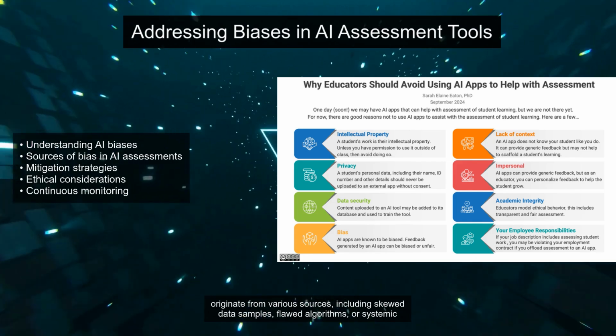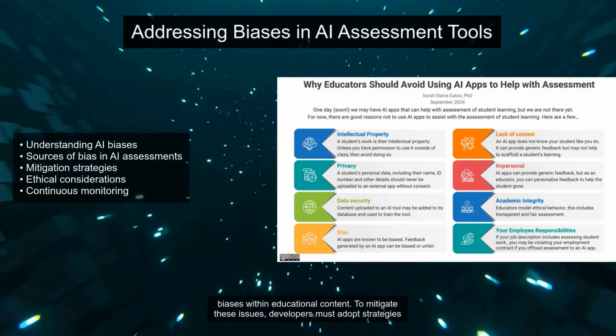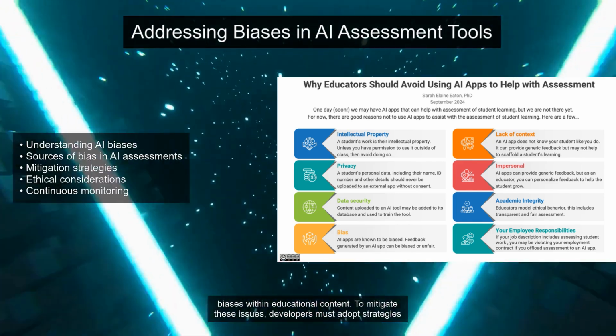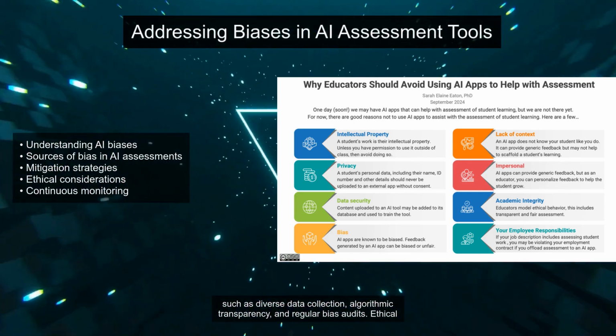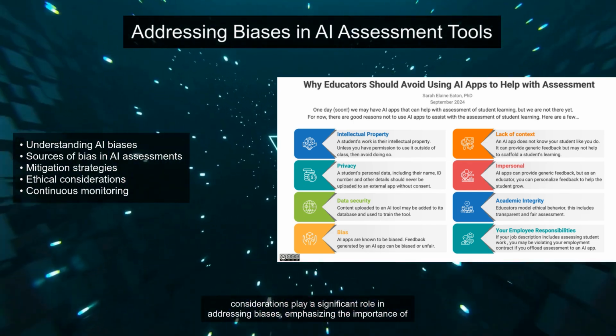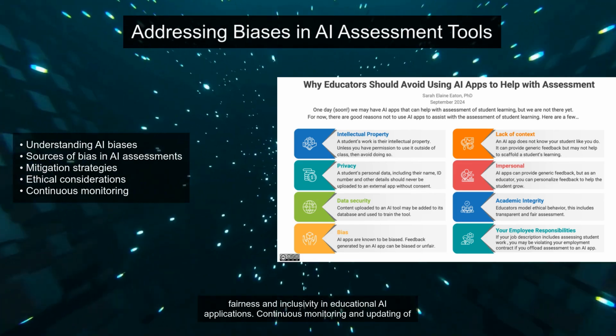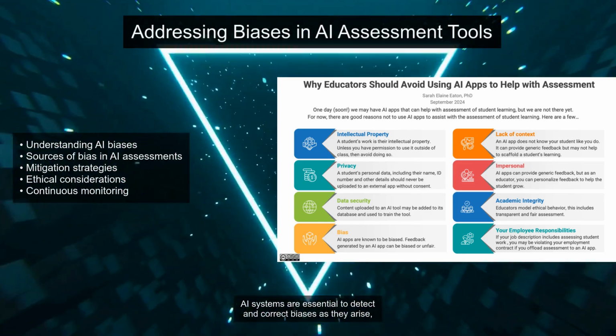Biases in AI assessments can originate from various sources, including skewed data samples, flawed algorithms, or systemic biases within educational content. To mitigate these issues, developers must adopt strategies such as diverse data collection, algorithmic transparency, and regular bias audits. Ethical considerations play a significant role in addressing biases, emphasizing the importance of fairness and inclusivity in educational AI applications.